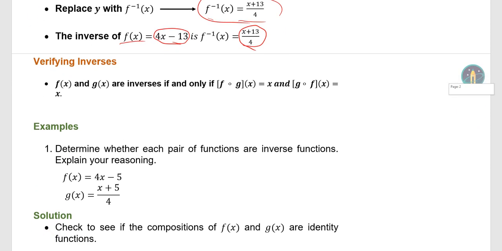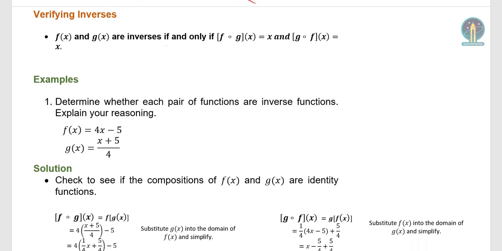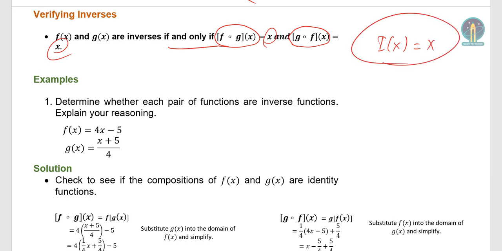Verifying inverses. So f of x and g of x are inverses if and only if the composite f of g of x and the composite g of f of x, so both the composites of the functions in both orders, the first composite, and then the second composite, both equal x. x in this case is also known as the identity function. You can call it I of x equals x. So the composites in both orders have to equal x, the identity function.